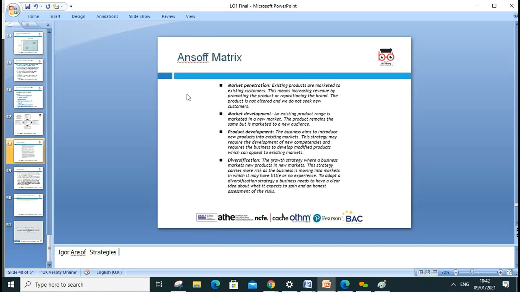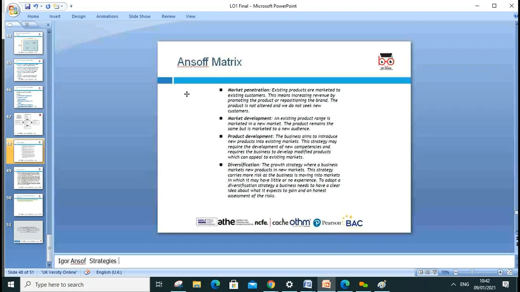Then one of the guys, a mathematician, Igor Ansoff, gave the matrix. This is called the Ansoff matrix. We can look at different market strategies. Market penetration means the existing product we only sell in the existing market. You're not expanding it. This is market penetration.